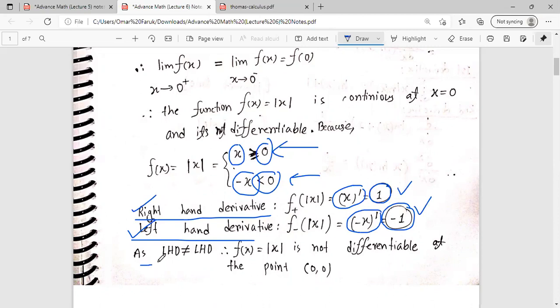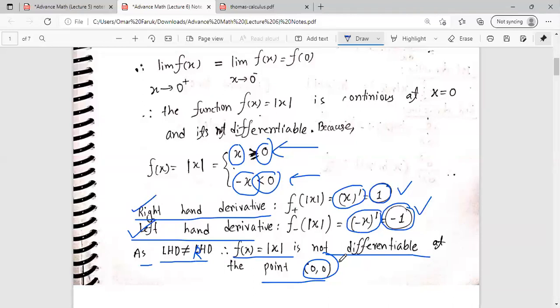As the left hand derivative and right hand derivative are not the same, that's why this function is not differentiable at the point 0, or x equal to 0, okay?